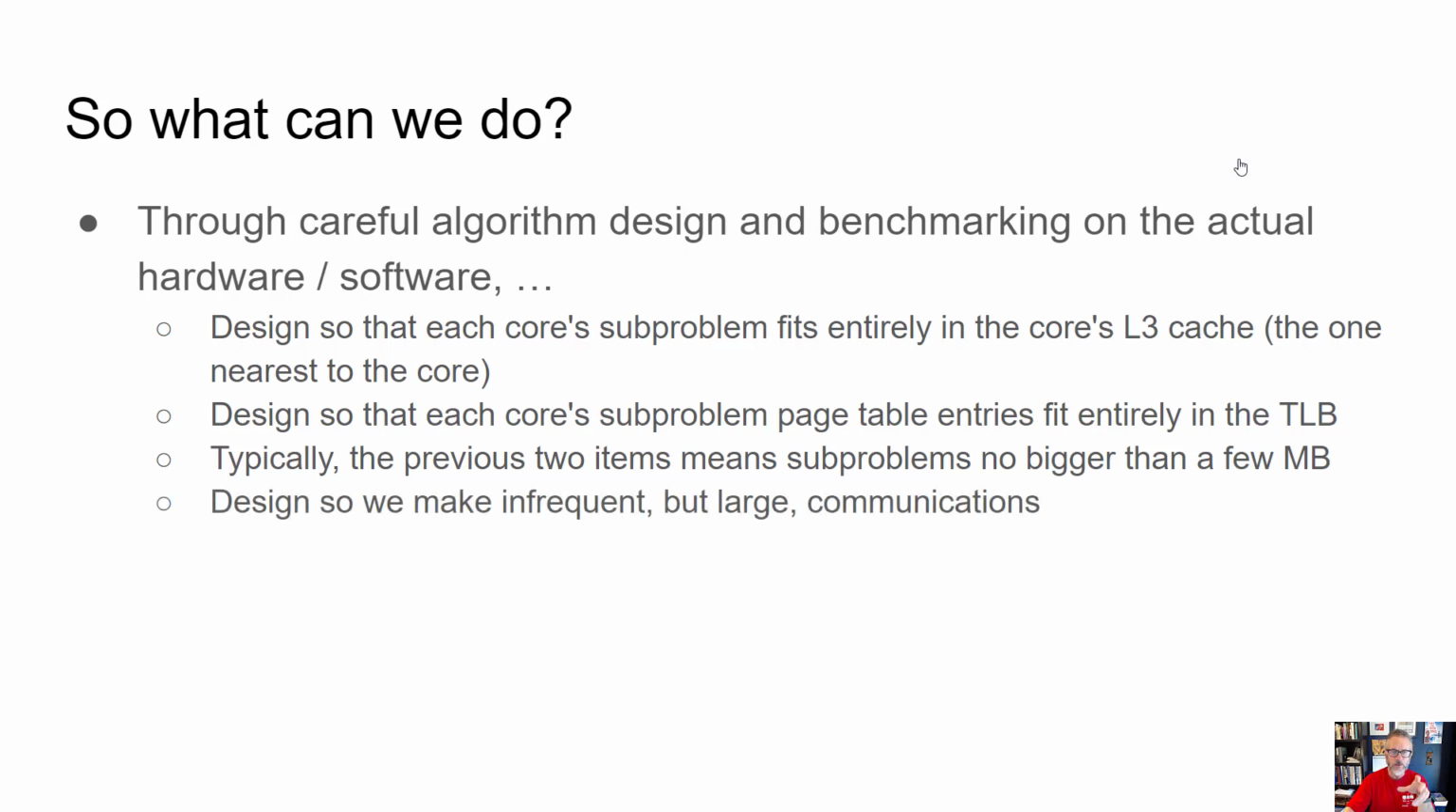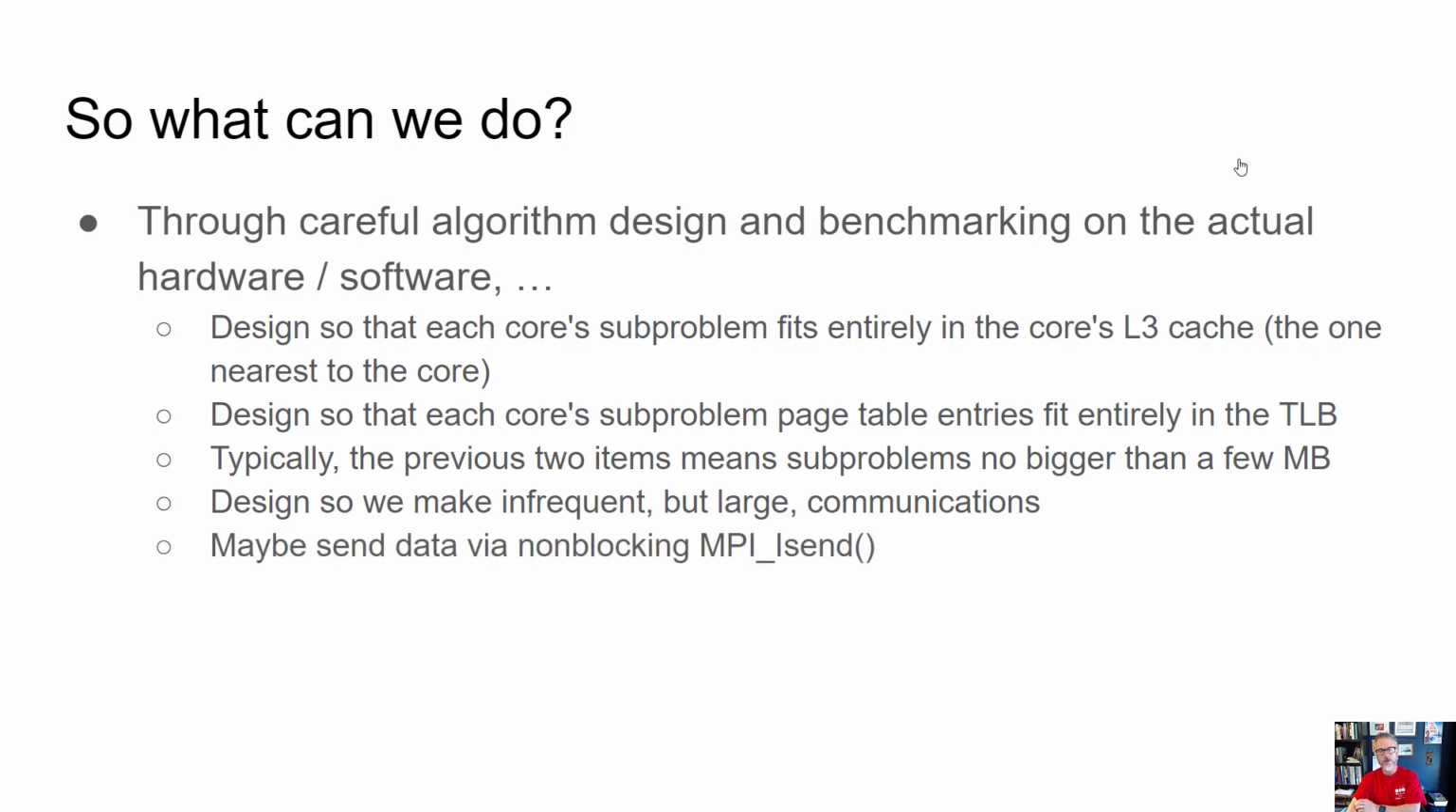Then we would also want, if we can, design so that our program makes infrequent but large communications. So when it's going to start sending data, it doesn't do it very often, but when it does, it's going to send a lot, because the latency for starting up the communication is very expensive. And then after that, the subsequent byte by byte communication costs are very, very low.